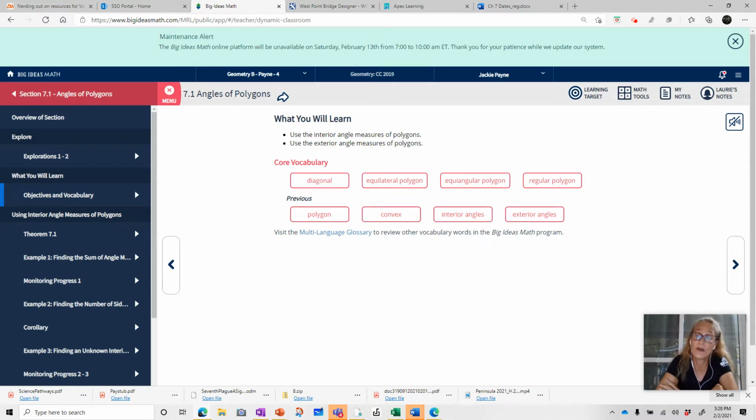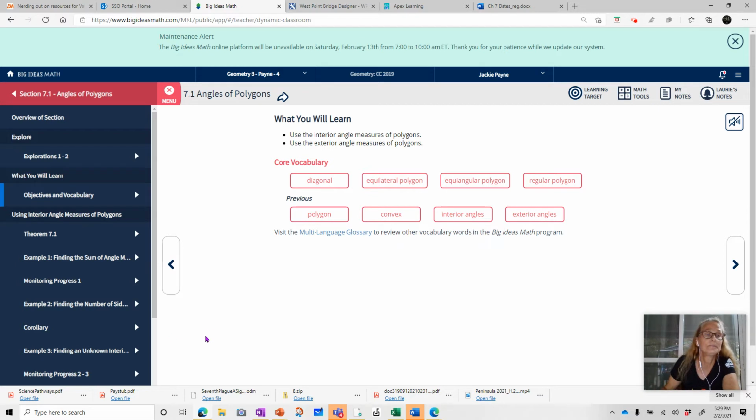So the objective of the first section is simply to use the interior angle measures of polygons, any polygon, and the exterior angle measures of polygons. So we'll break that up into two parts and look at all this vocabulary that we should know. We're going to be learning diagonal, equilateral polygon, equiangular polygon, regular polygon, and that regular doesn't just mean normal. Regular means all the same sides and same angles. Previously, you should remember polygon, convex, interior angles, and exterior angles.